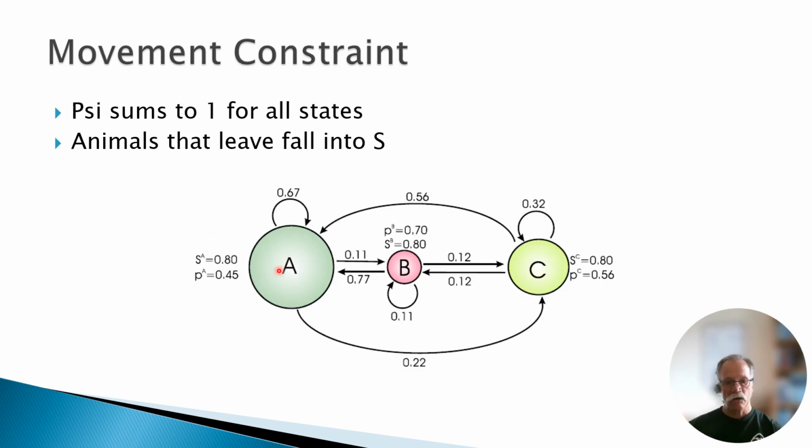And so now we can look at both survival and movement. So we would have a survival associated with each one of these states, a capture probability associated with each state, and then a probability of either staying in that state, moving to, in this case, state B, or moving to state C. So you can just confirm that those movement probabilities are all going to sum to 1.